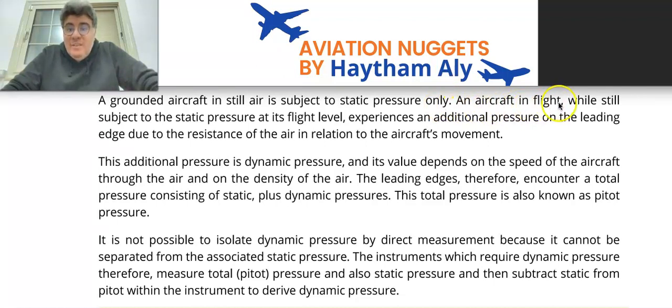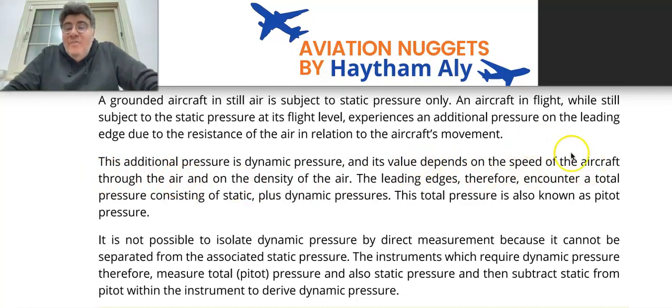So an aircraft in flight, while still subject to the static pressure at its flight level, also experiences an additional pressure on the leading edge due to the resistance of the air in relation to the aircraft movement. This additional pressure is dynamic pressure, due to aircraft motion in the air, and its value depends on the speed of the aircraft through the air.